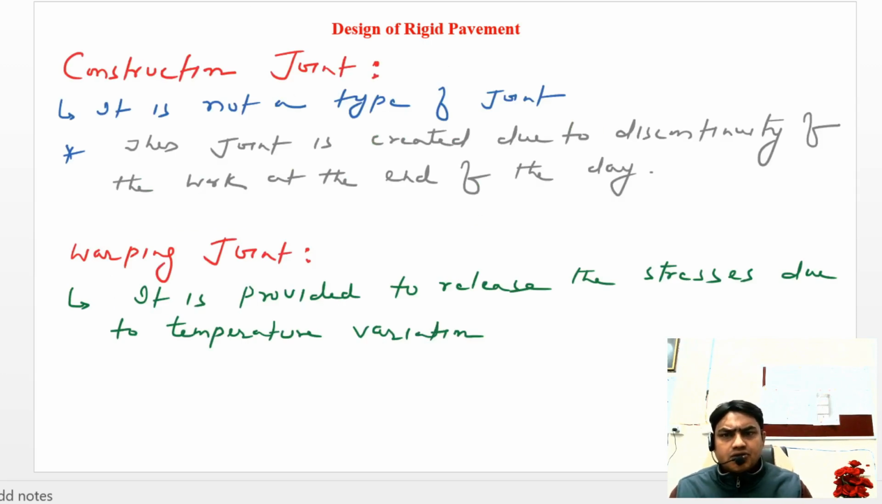Another type of joint is called construction joint. It is not really a type of joint. This type of joint is generally created due to the discontinuity of the work at the end of the day. Generally we don't want such joints in our pavement. Similarly, another type of joint is called warping joint. This type of joint is generally provided to release the stresses due to temperature variation.